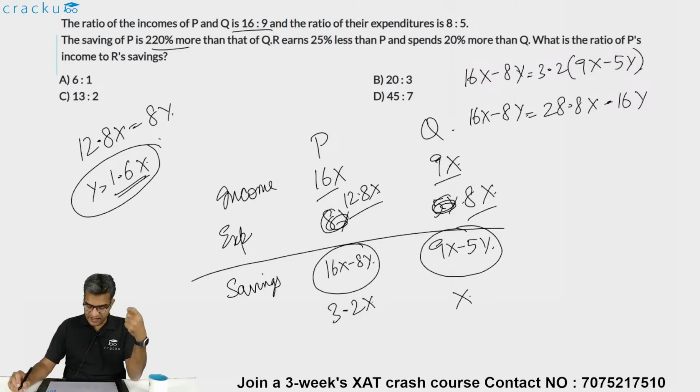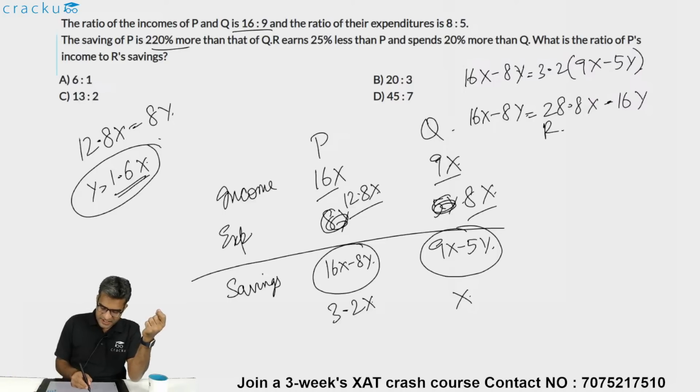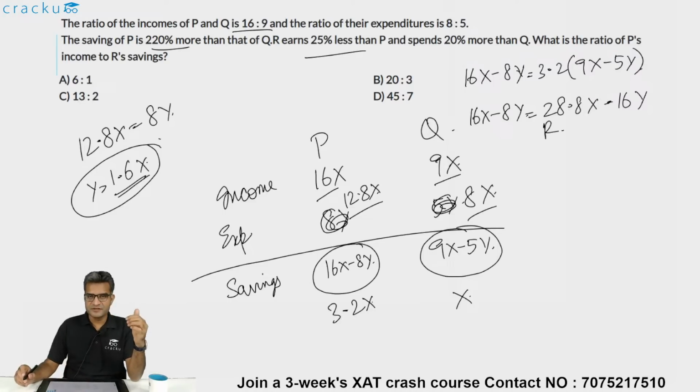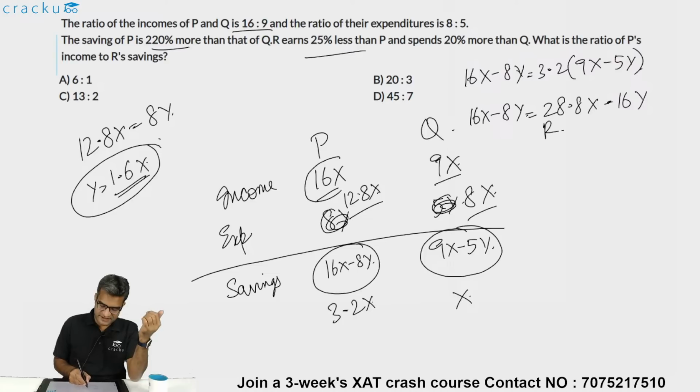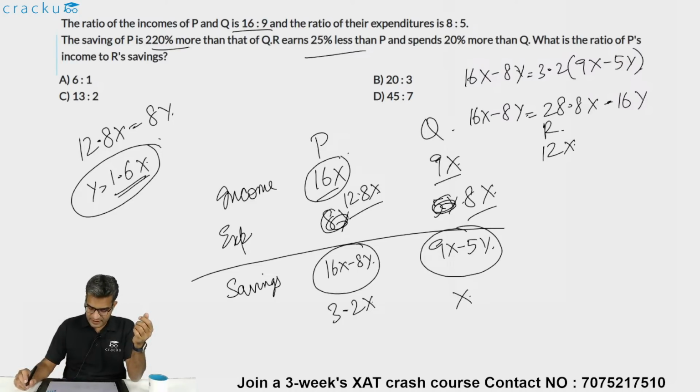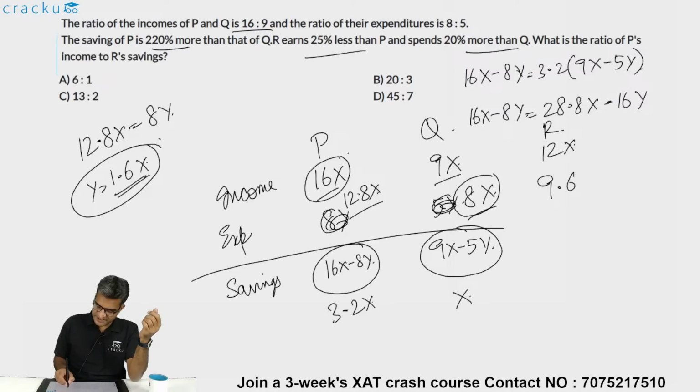What we are told is there is another person called R. Now R spends 25% less than P. So R is going to spend 25% less than 16x, which is 12x. And he spends 20% more than Q. So this is 9.6x, because it is 1.2 into 8x. Therefore, R's savings will be 12x minus 9.6x, which is 2.4x.